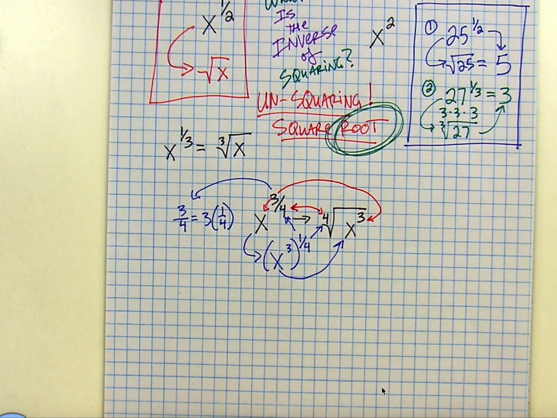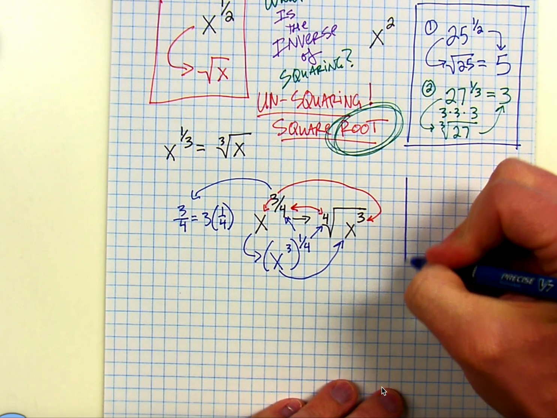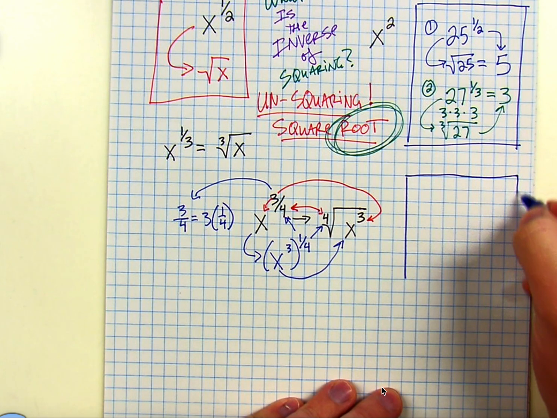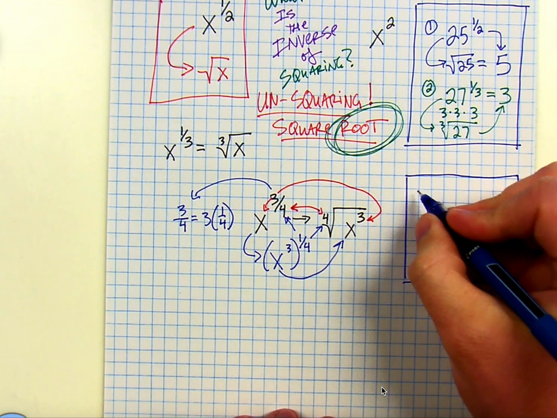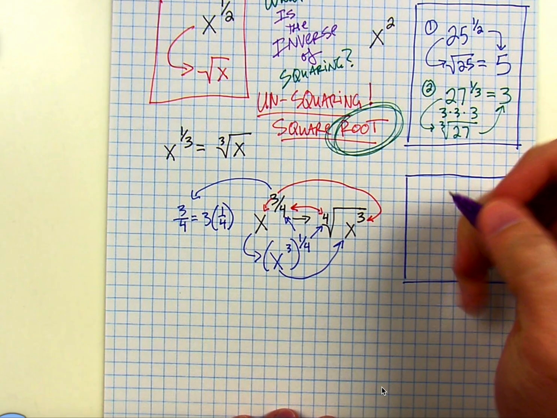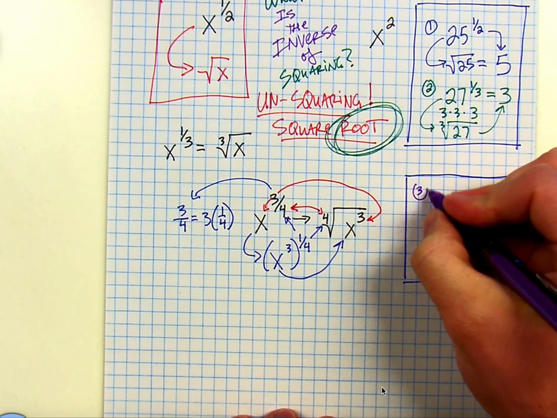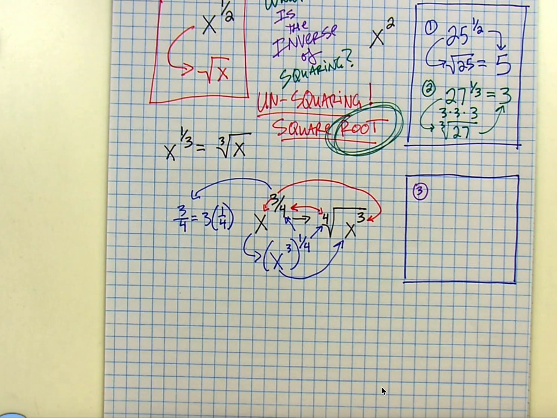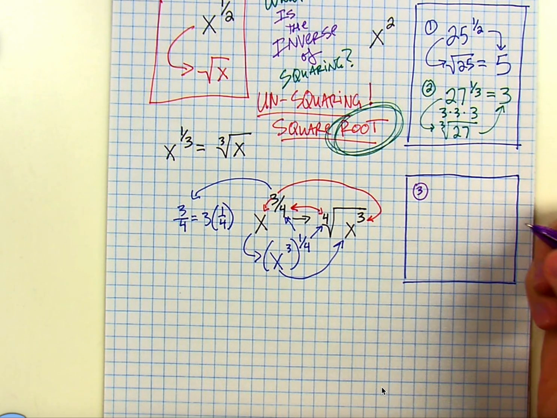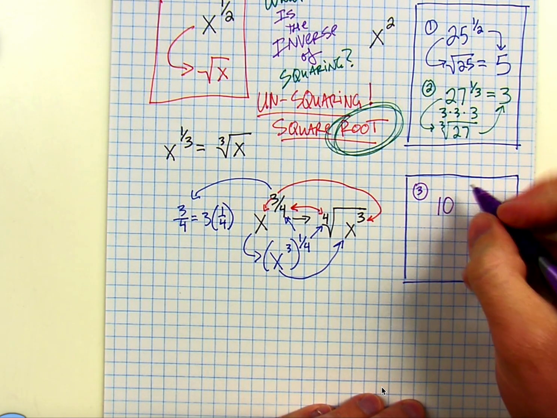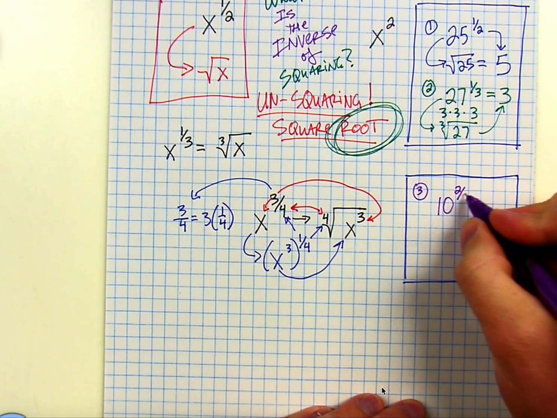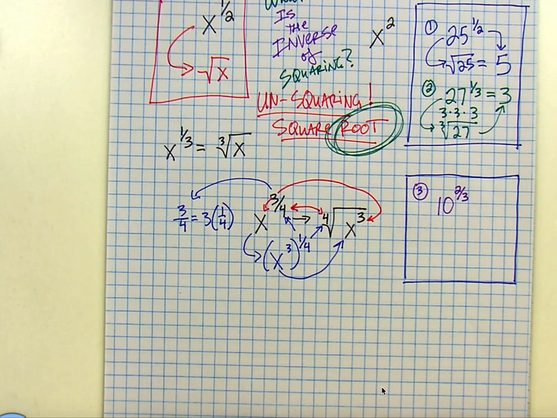Okay, so then now let's do this with a number and see if we can apply a rational exponent to a number. So our third little example problem is, how about, what if I said, what is 10 to the 2/3 power? 10 to the 2/3 power.